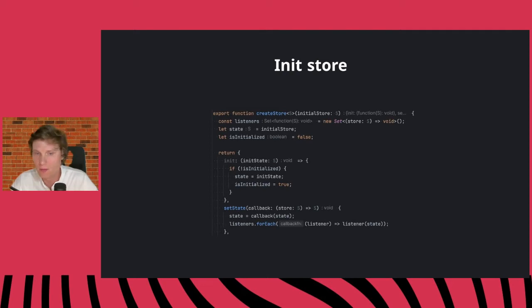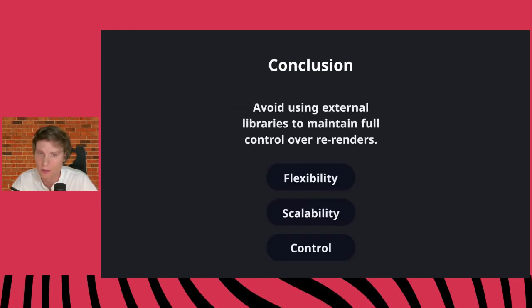How should this init function look? We're going to get this init state. We're going to create a new variable, isInitialized. So here you can see this value, and we update our state, and we just flag isInitialized as true, so it has been initialized. Then we are able to reuse that store across our application.